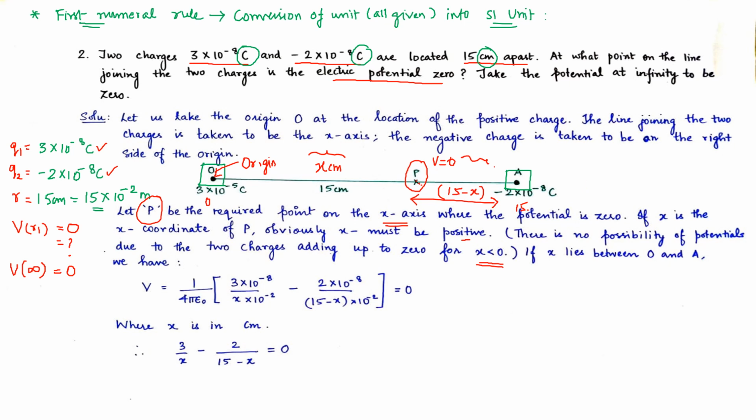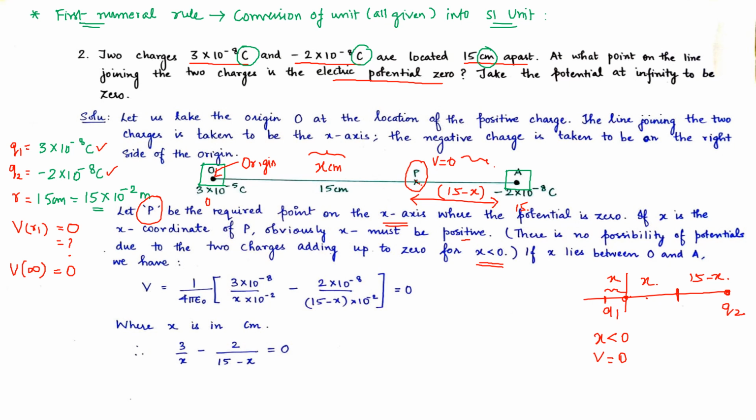What they are saying is that if we had taken x to be smaller than 0, this particular q1 was here, q2 is over here, so this point we have taken to be x and this point to be 15 minus x. We haven't taken the point over this side, because it is not possible outside this range to find the potential equal to 0.